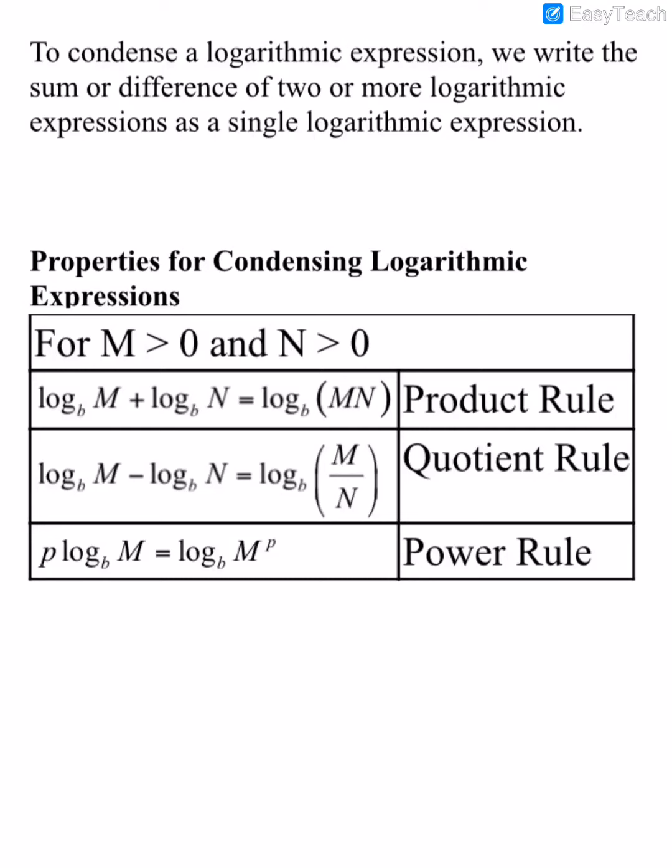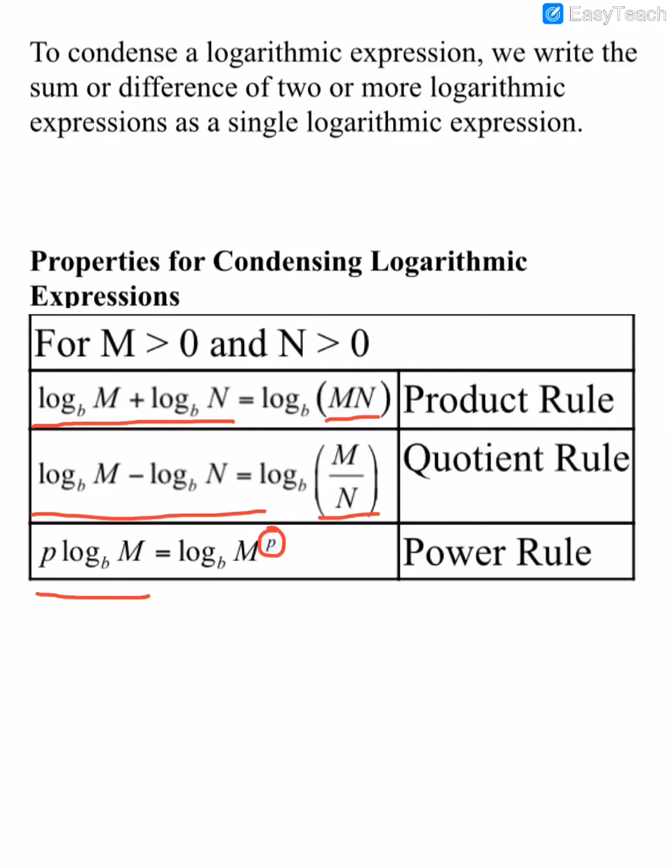If we have logarithms, as long as the logarithms have the same base, so if you'll notice this is log base b in both of these, they're being added so we can condense them using multiplication. These logs, again, they have to have the same base. They're being subtracted so we can condense them using division. Here we have a number that's being multiplied times a logarithm. We can bring it as the power of the logarithm.